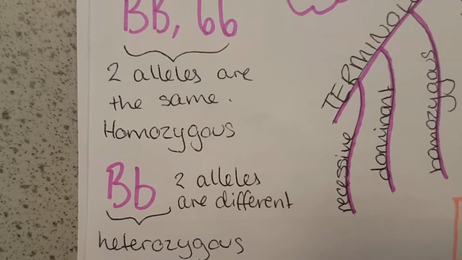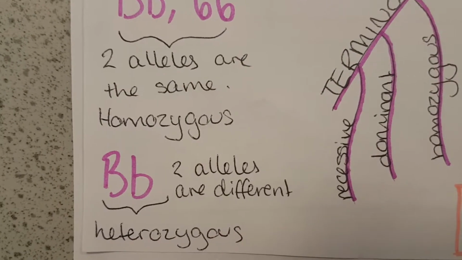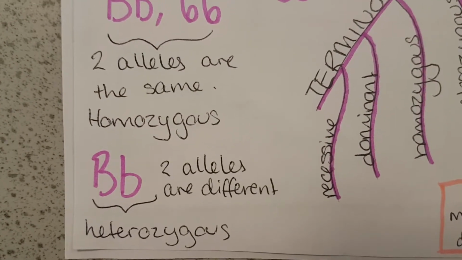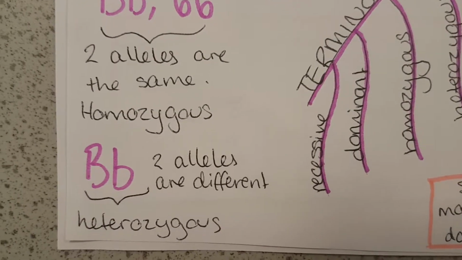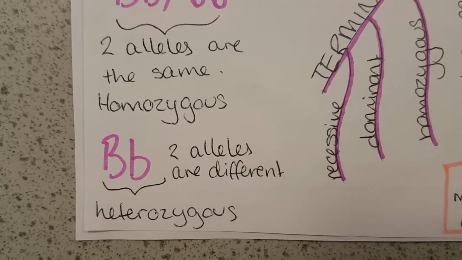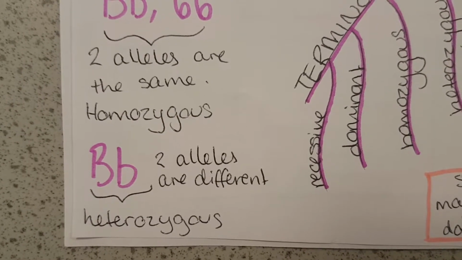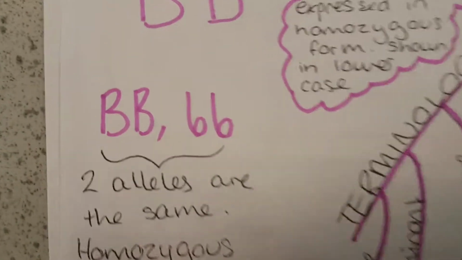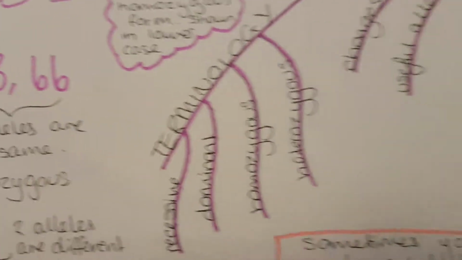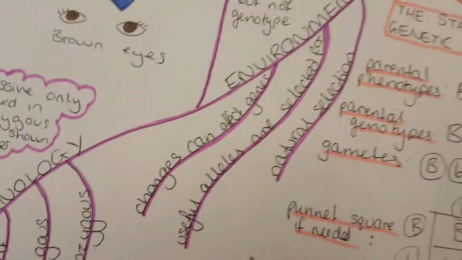The dominant allele is always expressed over the recessive one. So the dominant one here is expressed with a capital letter, and the recessive one is a lowercase letter. So in this case, the brown allele is dominant, which means it will always win out over the recessive one. And you only get the recessive phenotype being expressed if you have two recessive alleles like that one right there.